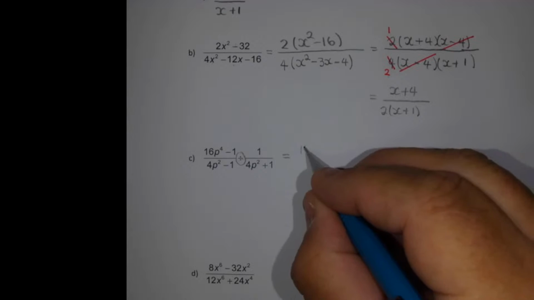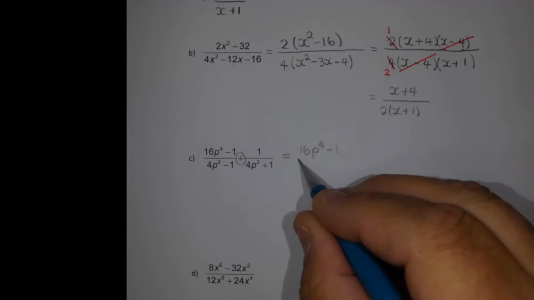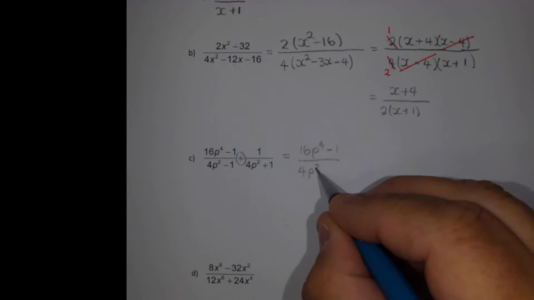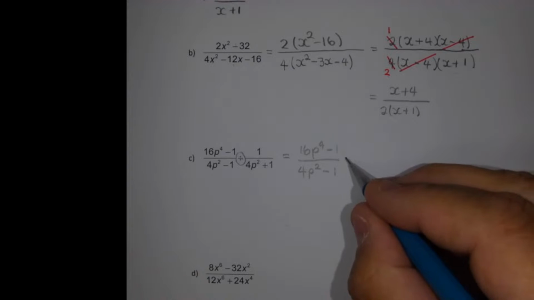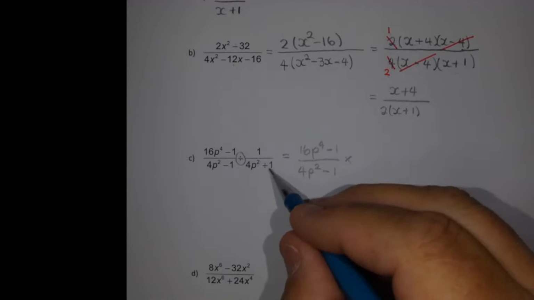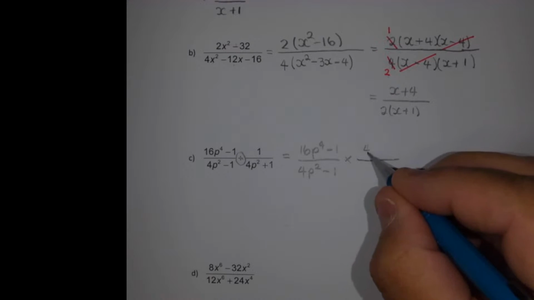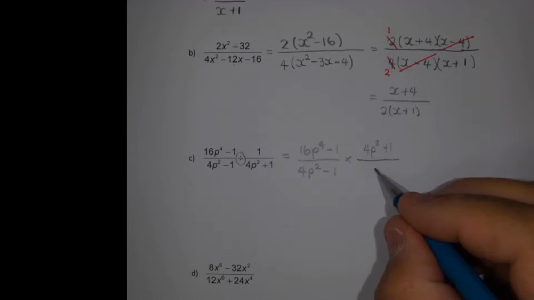The first thing I'm going to do is not do any factorization now. I'm just going to write this as 16p to the power of 4 minus 1, just as it was, over 4p squared minus 1. I could have factorized it, but I don't want to do this at this point. Then I change the division sign to a multiplication sign and turn the other fraction around, so my numerator is now 4p squared plus 1, and my denominator is 1.